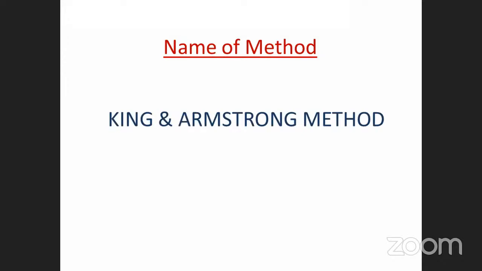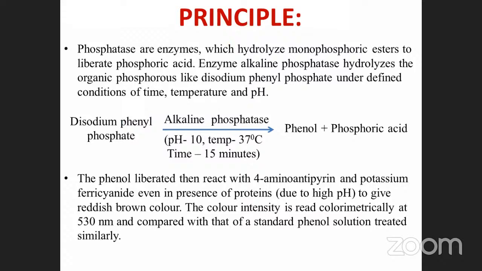Then this method is used for the estimation of this enzyme activity. Some other methods, such as enzymatic methods, are also there, but these methods are routinely used in clinical laboratories. For colorimetry purposes, we are using the King-Armstrong method. Why is the name King-Armstrong? Because this method was developed by these scientists, King and Armstrong. That's why the name of this method is King-Armstrong method. Let's see the principle of this method.